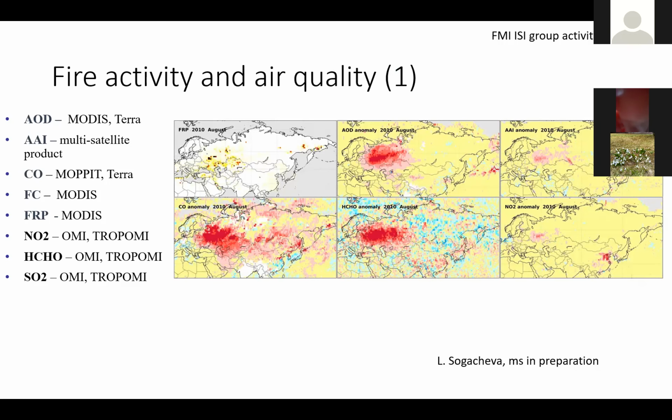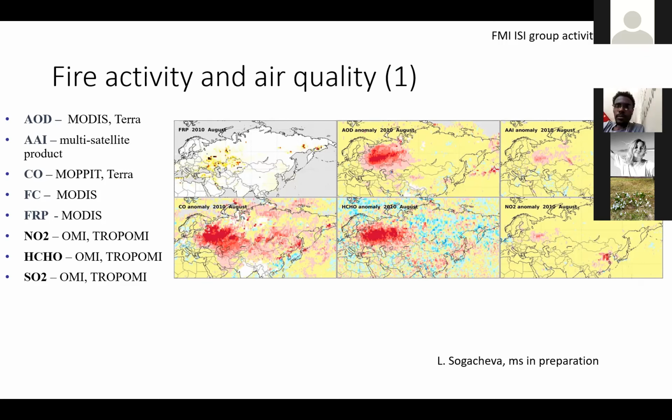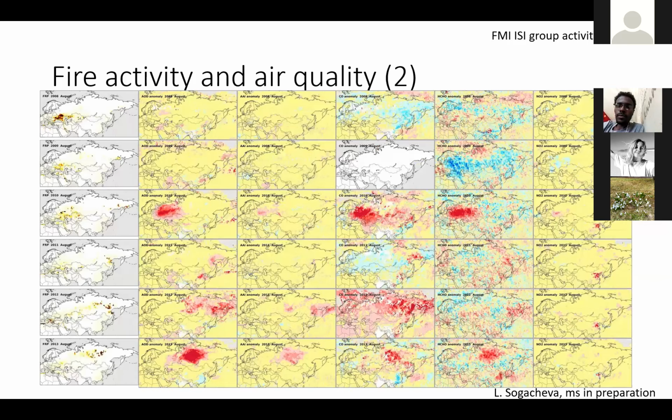We also look at different variables to detect fire activity and air quality. Here is the combination of the fire radiative power and then anomalies of different species. For instance, AFD anomaly, absorbing aerosol index, CO2 anomaly. We look at the combination of those to detect the contribution of fires, as an example.